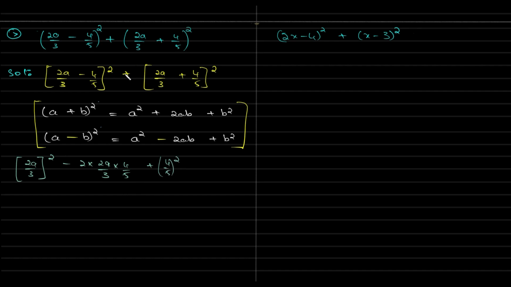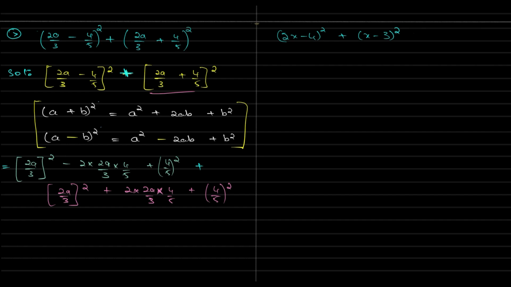Is it not? Okay. Next is plus, that's the symbol, is it not? You have a plus over there, I wrote that plus. And the next expansion is 2a by 3 the whole square plus over here 2 into 2a by 3 into 4 by 5 plus 4 by 5 the whole square.